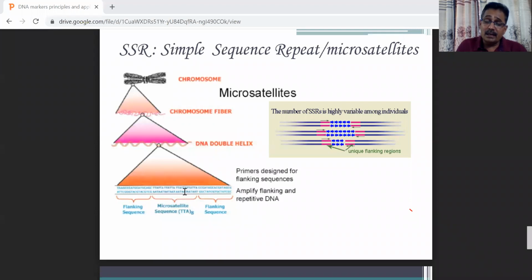So what is the logic behind developing an SSR marker? When you look at the microsatellites present in the genome, they are unique to individuals. From lower order organisms to higher order organisms, as organisms go higher in the evolution process, a lot of repeats are accumulated. So when the repeats are accumulated, you can see the repeat sequences present in the genome, and you can analyze them.